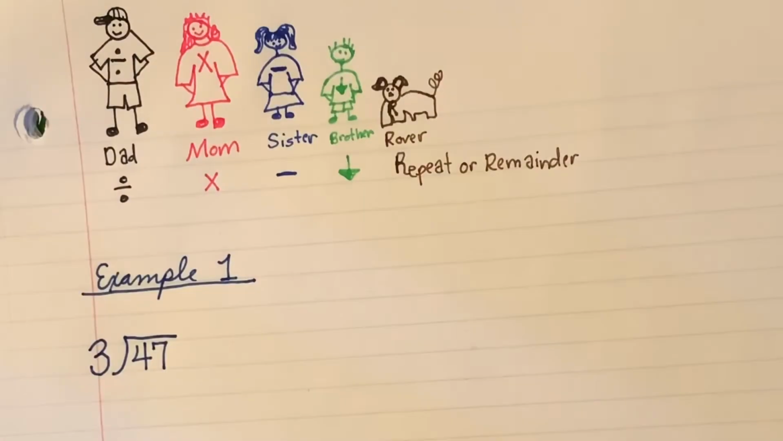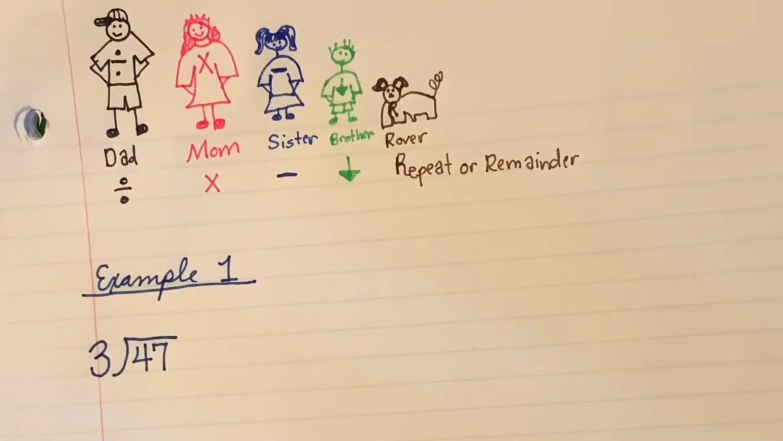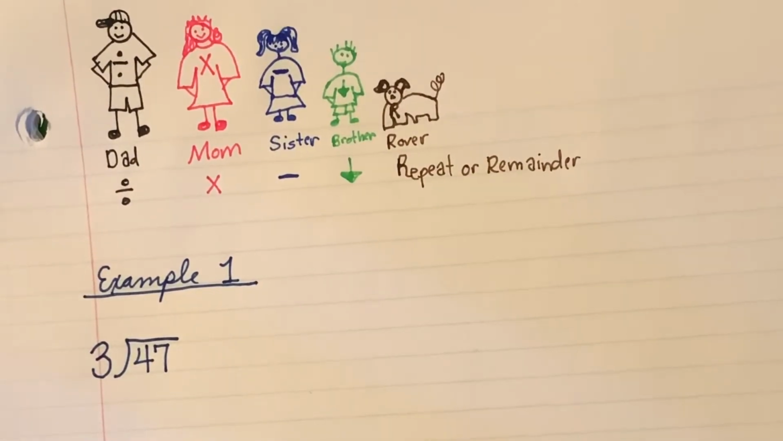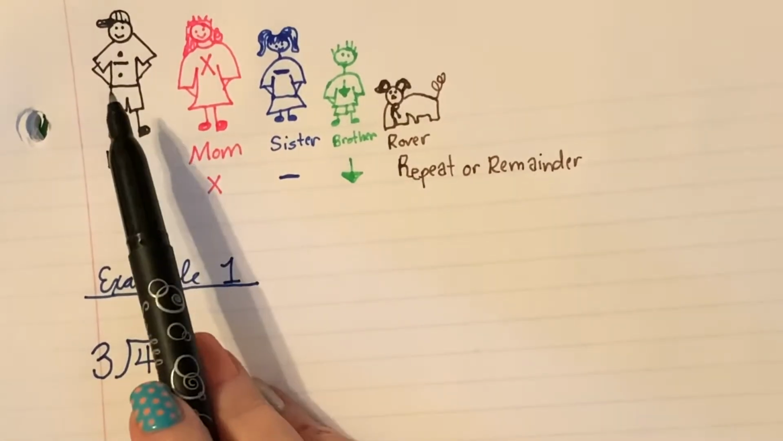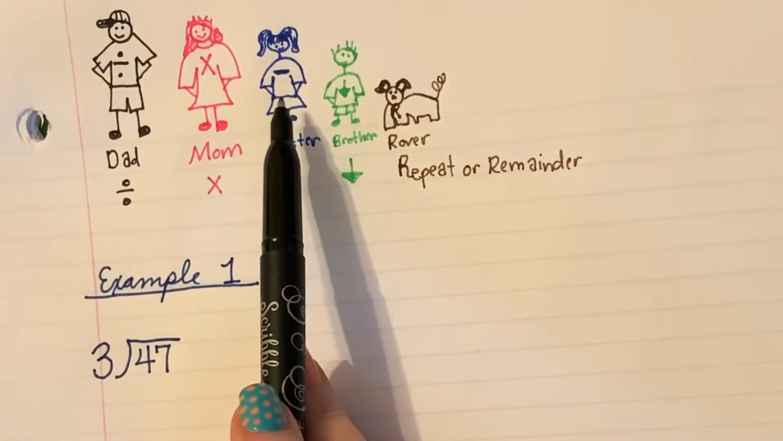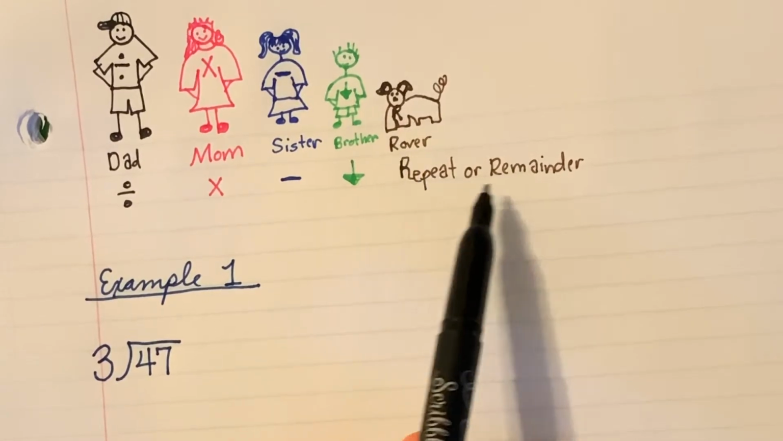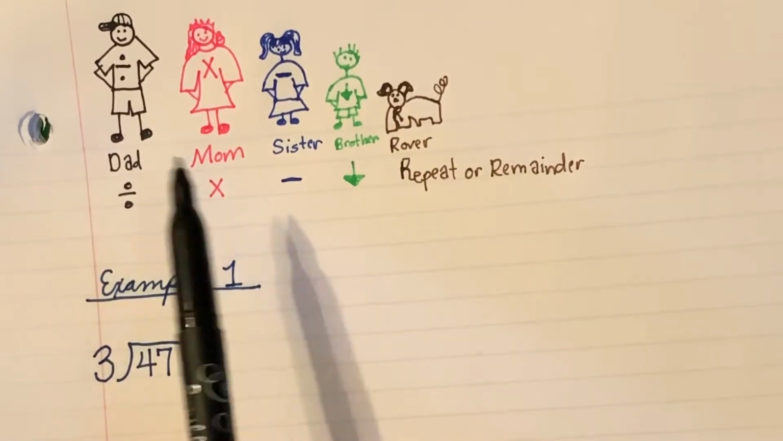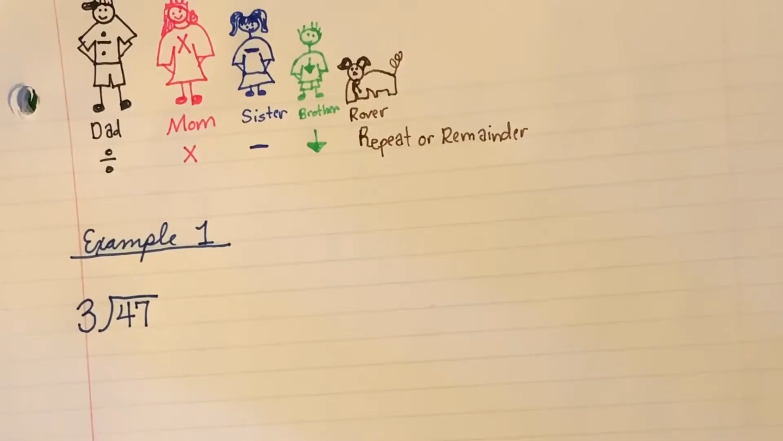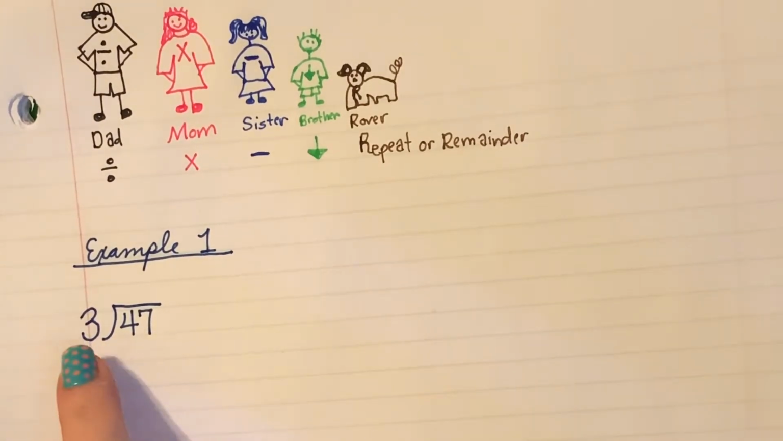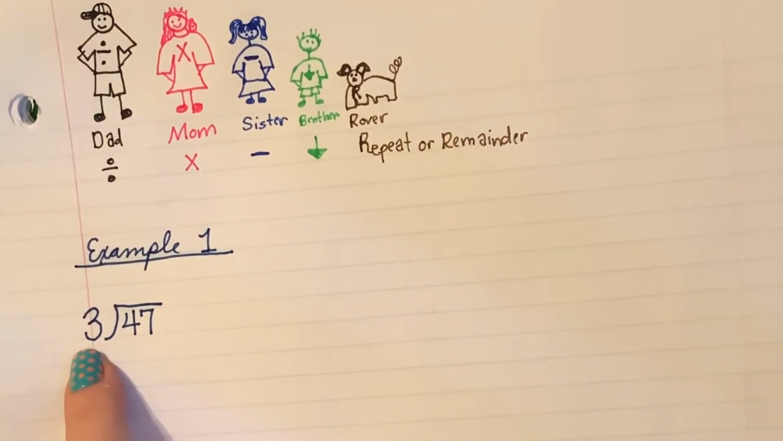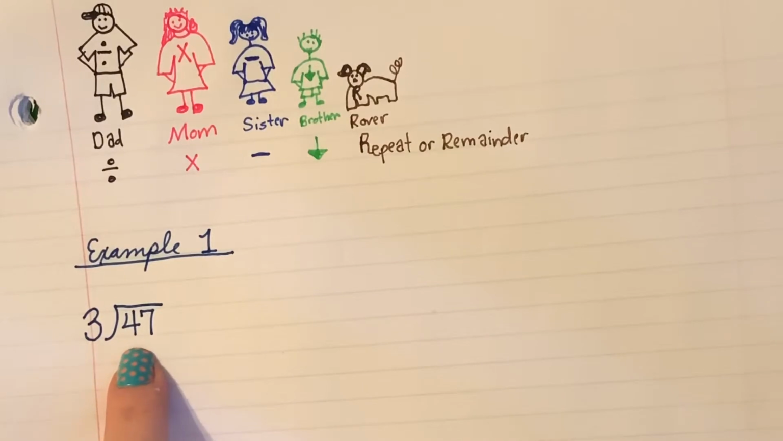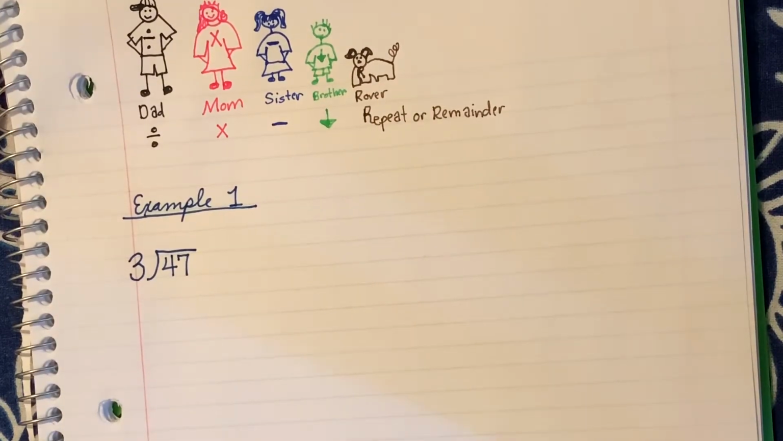All right, y'all, so let's learn how to divide. Whenever we're dividing, we are going to follow 5 easy steps: divide, multiply, subtract, bring down, repeat, or the remainder. Dad, mom, sister, brother, Rover. So let us look at 47 divided by 3. This is the divisor. This is the dividend.